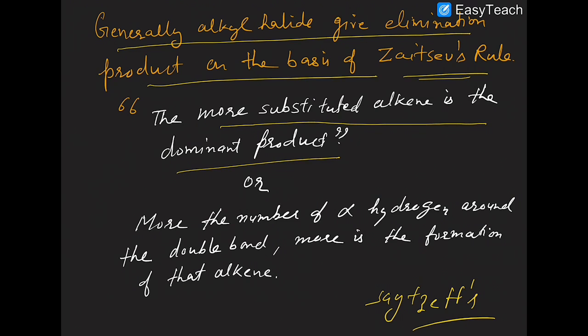It means that if an alkene has more alpha hydrogens around the double bond, then that product will be more. So always count the number of alkyl groups around the double bond and then count the hydrogens attached to them. The more the number of alpha hydrogens around the double bond, the more will be the stability of the alkene according to the Zaitsev rule. Why? Because the more the number of alpha hydrogens, the more will be the hyperconjugation.